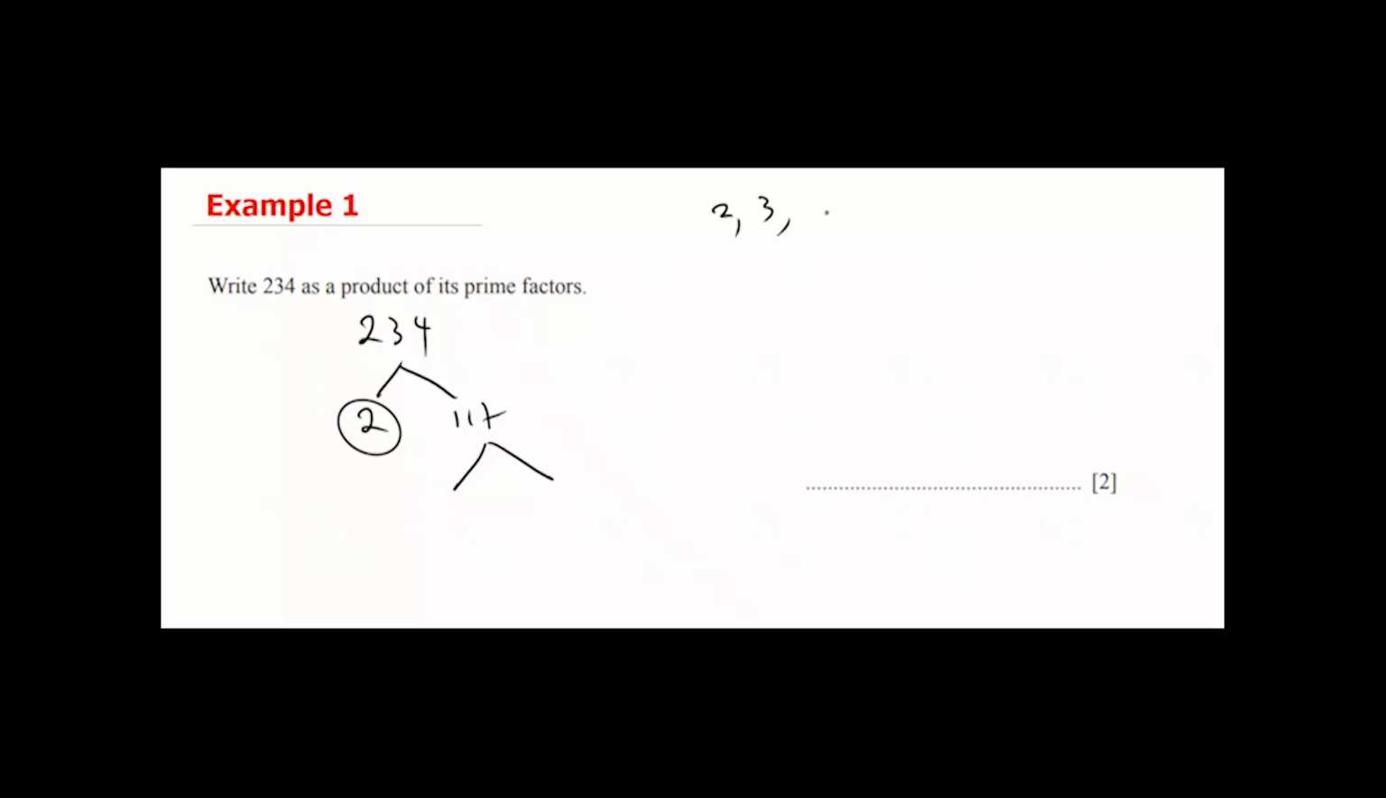or 3 or 5 or 7 or 11 or 13. It must be a prime number, so you cannot use 4, as that will give you a composite number, or any other number it could be. So pick your calculator and try any one of these and see the one that will give you a whole number.